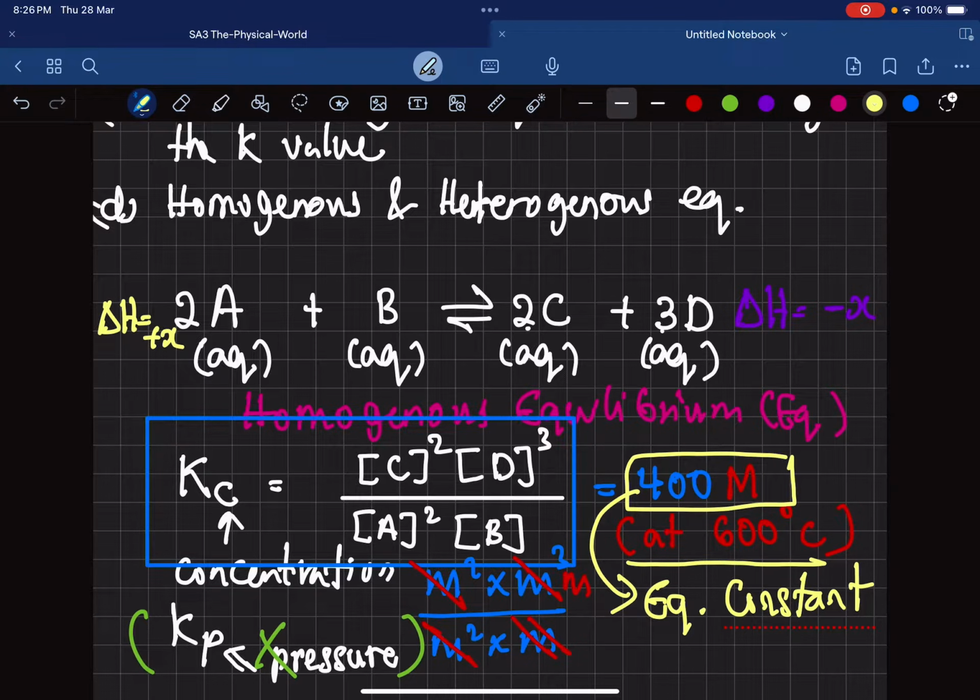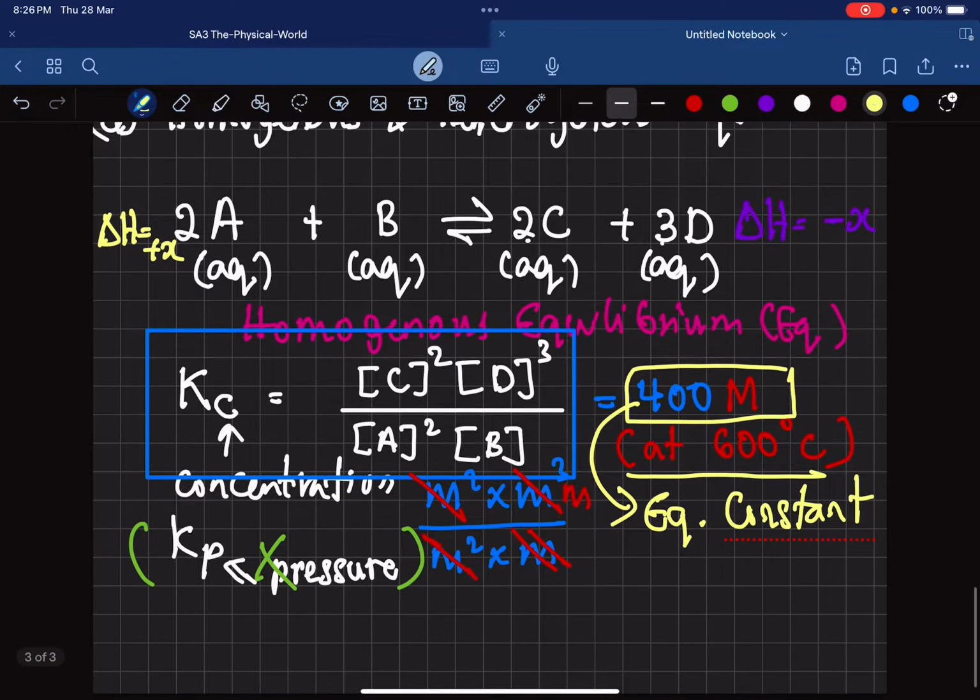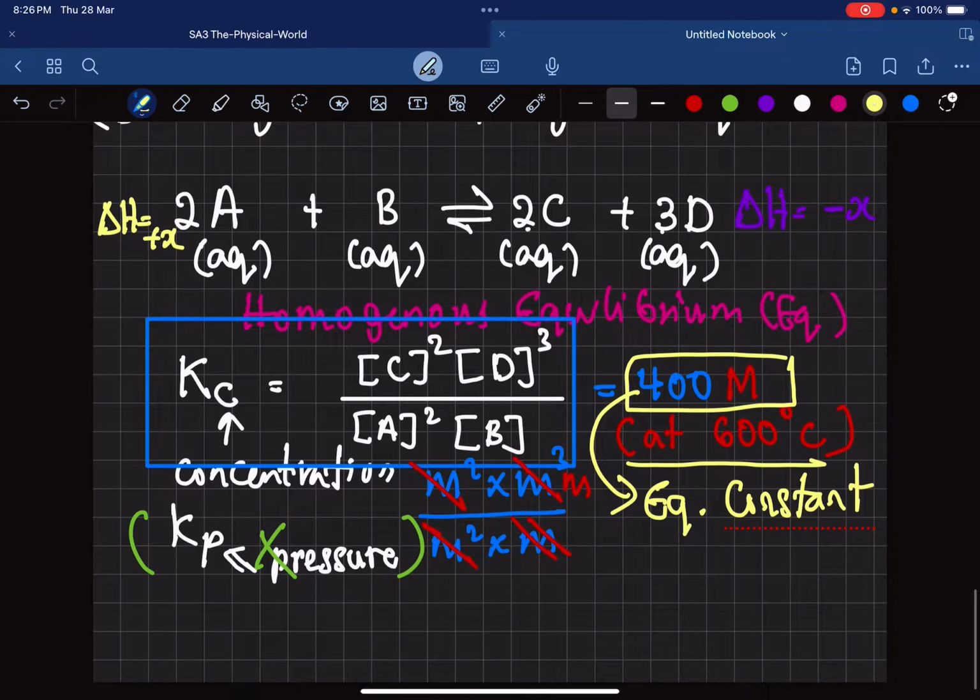It is calculated using the concentrations at equilibrium. So only when the system is at equilibrium, we use the values and we get an equilibrium constant. All right. And it's temperature dependent. At different temperatures, it will be different. Okay. So if the value is 400, then we know the system is at equilibrium. If the value is bigger or smaller, then we know the system is not at equilibrium.